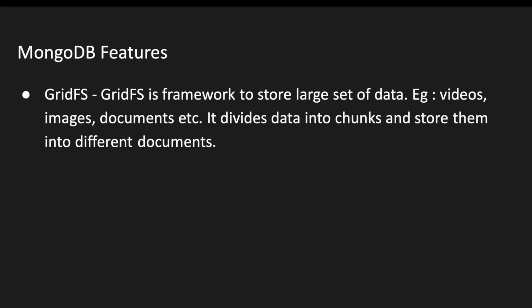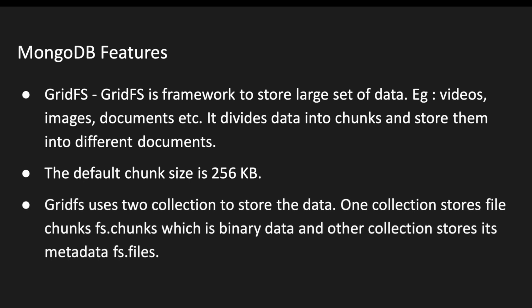Next feature is GridFS. With GridFS, we can store large sets of data, especially media files like videos, images, documents, etc. It divides data into chunks and stores them in different documents. The default chunk size is 256 KB, which is configurable. GridFS uses two collections to store data. One collection stores file chunks, which is fs.chunks, which is binary data, and the other collection stores its metadata, fs.files.